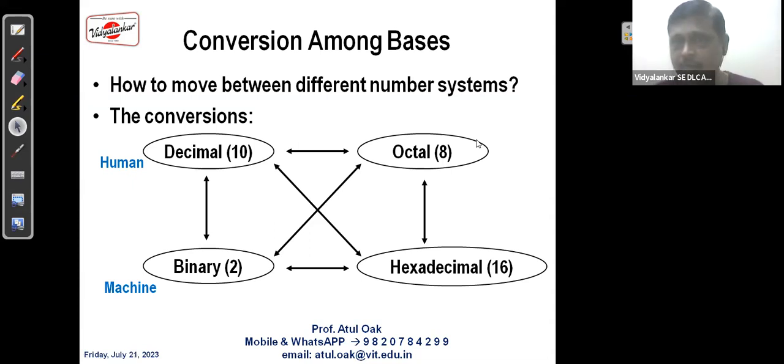Okay, our initial background is very clear, that why we are studying number system and why we are studying conversion. Okay, why? That answer is important. Fine.